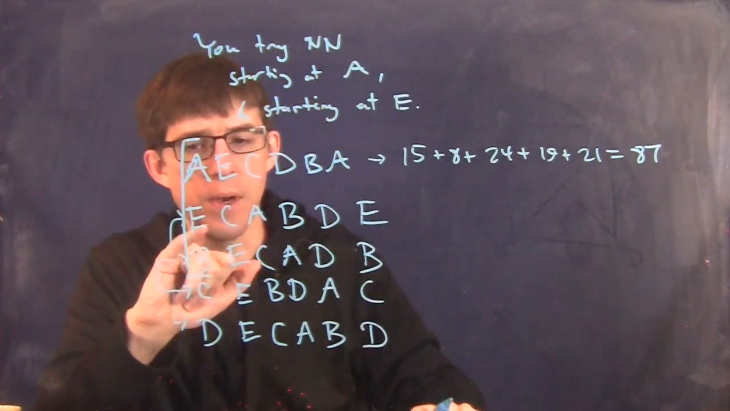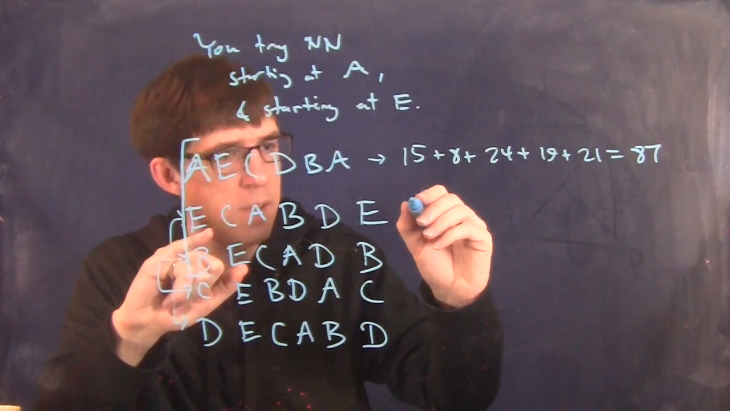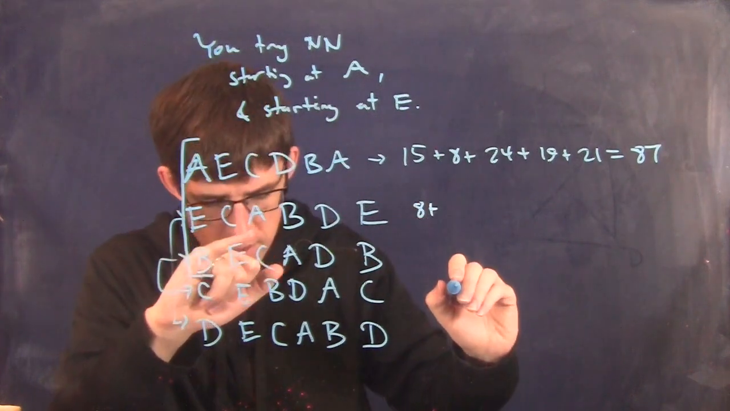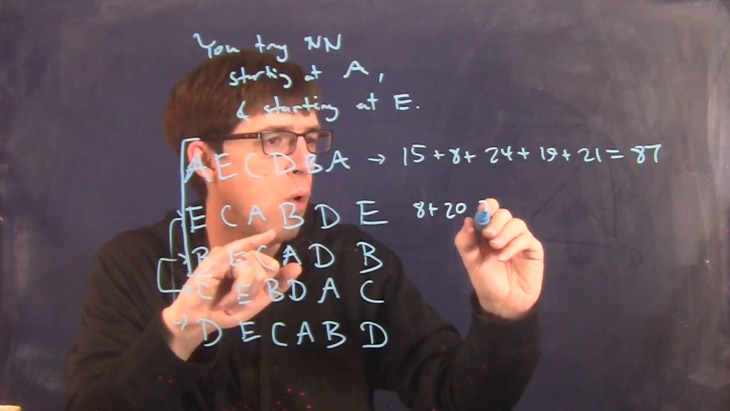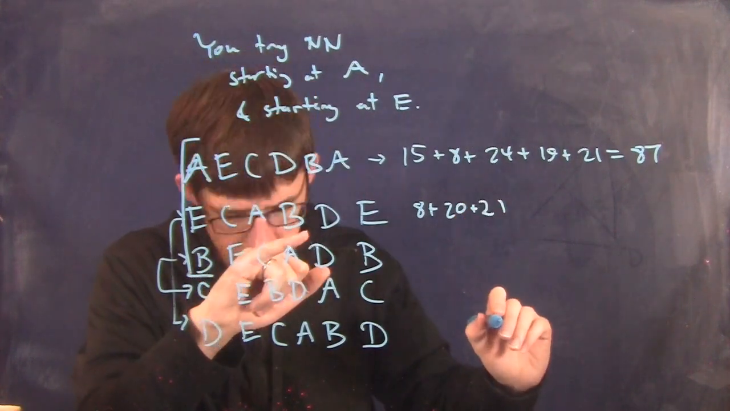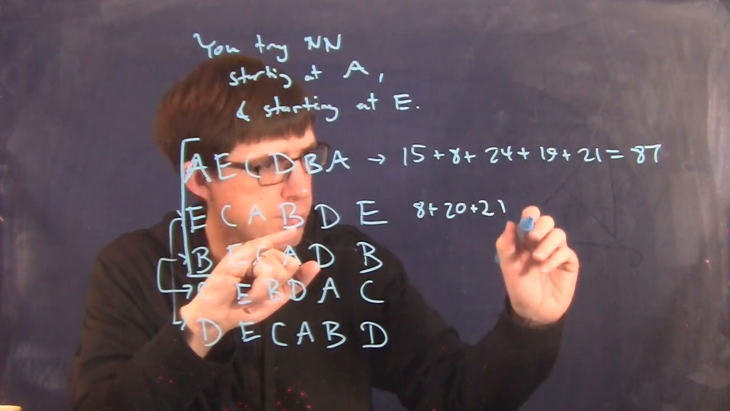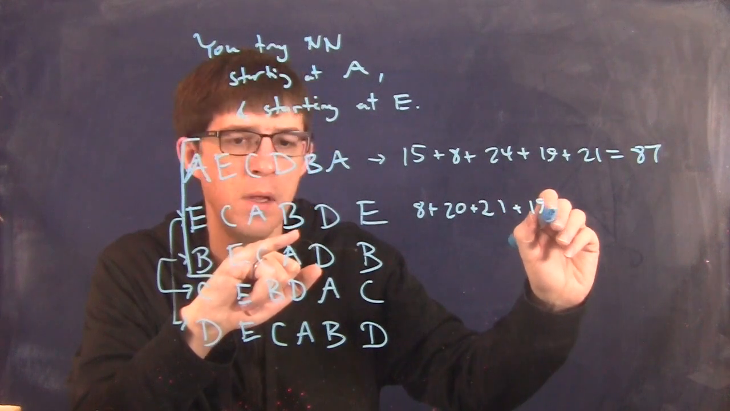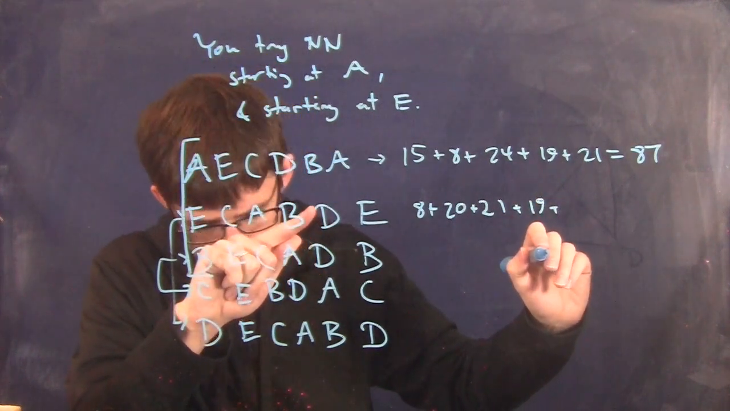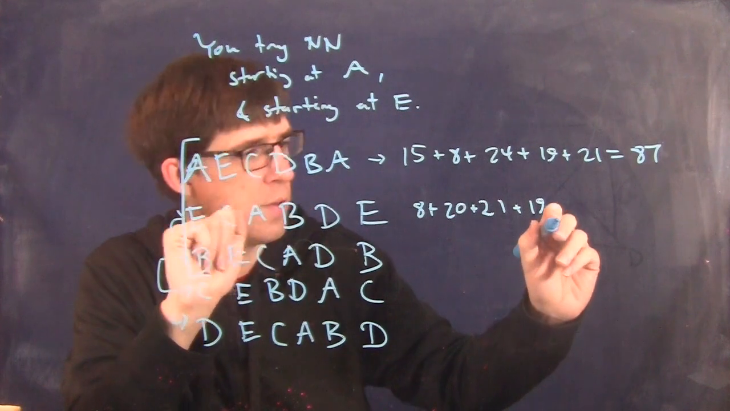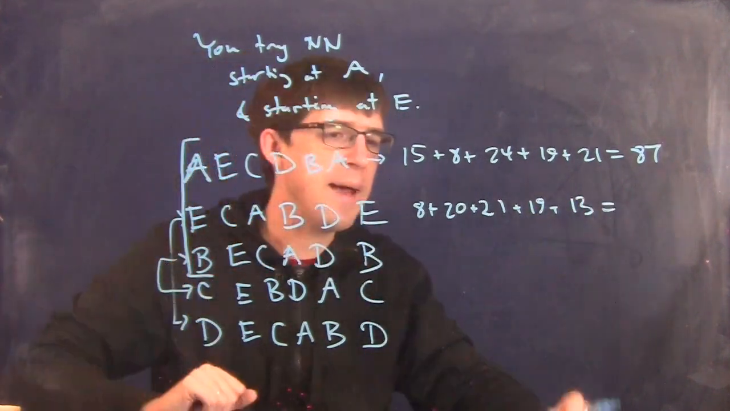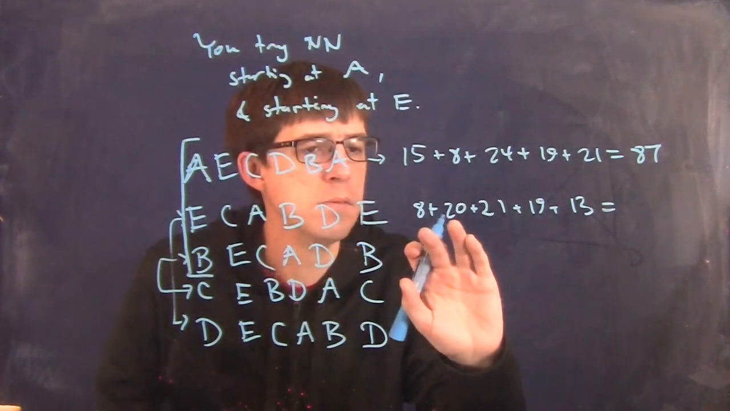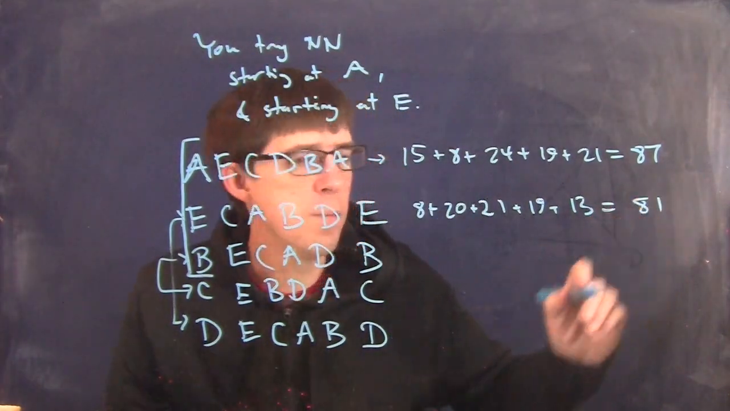Okay, check this one. E to C is 8. C to A is 20. A to B is 21. B to D is 19. D to E is 13. And when you add that up, I got 81. I hope I did that right.